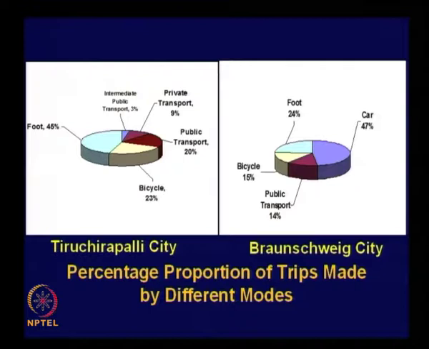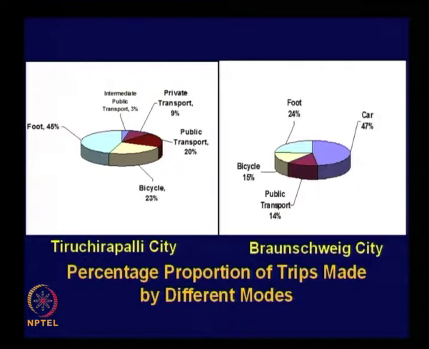So, about 14% of the people in this city are using public transport, but the worry is 47% of trips made by car. Okay. So, cars occupy almost the entire road space and emit a lot of poisonous gases. So, that is their problem. And look at the contrasting scenario between Tiruchirappalli and Braunschweig city.